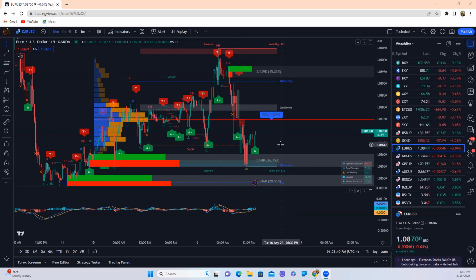But then, like we said again, the continuation moves are what we're looking for to get more pips. And that'll be the move that will possibly change this point of control from a bearish point of control to a bullish point of control. That all makes sense.